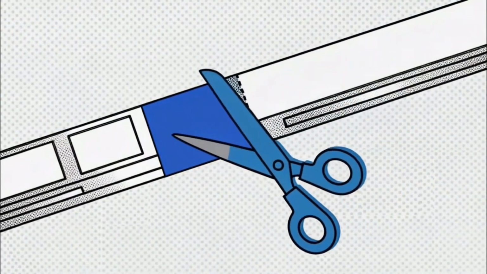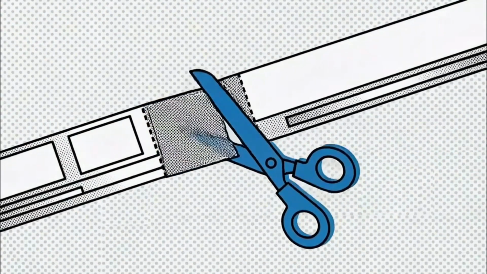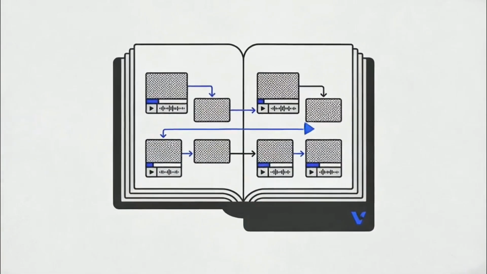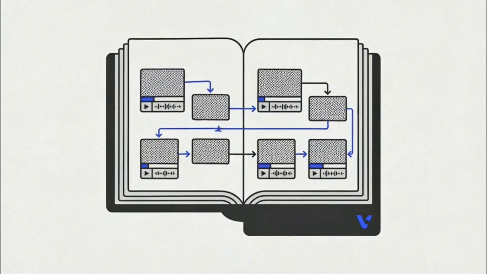Next, trim your clips. Cut out mistakes, awkward pauses, or anything that doesn't add value. Keep only what matters. Then arrange your clips in order. Think of it like telling a story, clear, simple, and easy to follow.